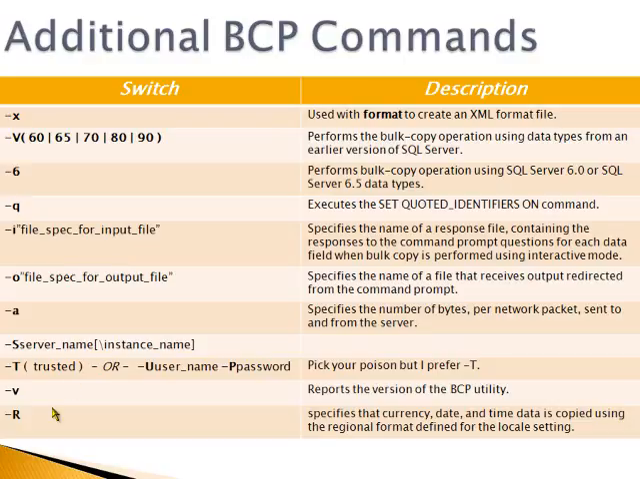The output file spec is really the name of the file that receives the output redirected from the command prompt. I don't know exactly, but I believe the difference between the output and the error is if an error occurs, it puts it in the error file. Otherwise, it just says that I've loaded 1,000, 2,000, 3,000, 4,000 rows. The dash A will specify the number of bytes per network packet. This is where you get into 4096 for a 32-bit system. You could go 8092, I believe it is, for 64, or if you have a different packet size that you want to use.